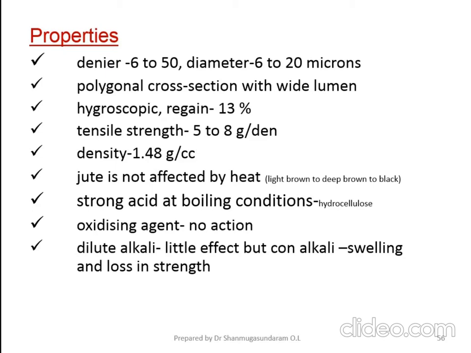The fiber starts swelling. Similarly, it loses its tensile strength. See, whatever may be the process, it should not affect either the physical property or the chemical property of your fiber. Whatever the treatment you give to the textile material, ultimately the process, the chemicals or the conditions should not affect either the physical or the chemical property of the material. So you have to plan in such a way that your process should be carried out.